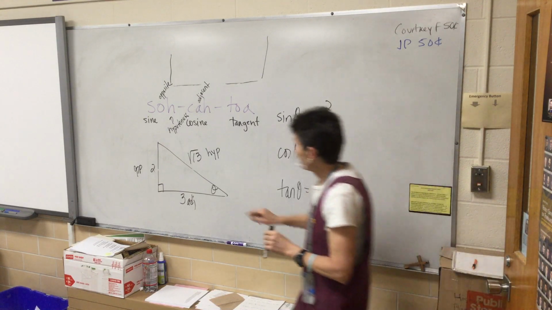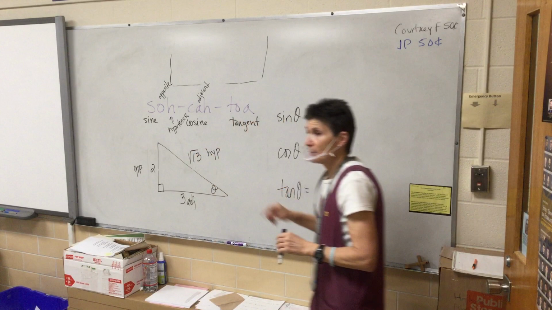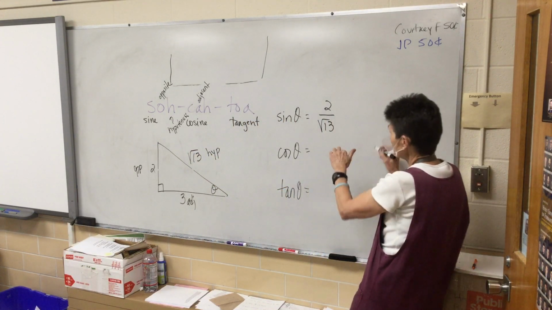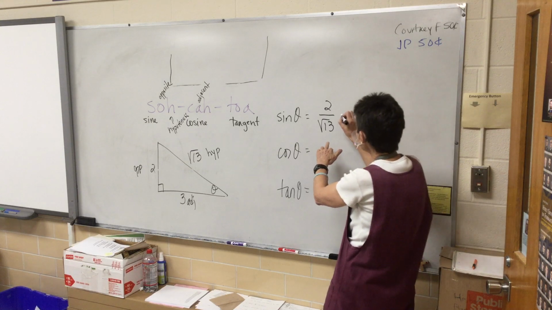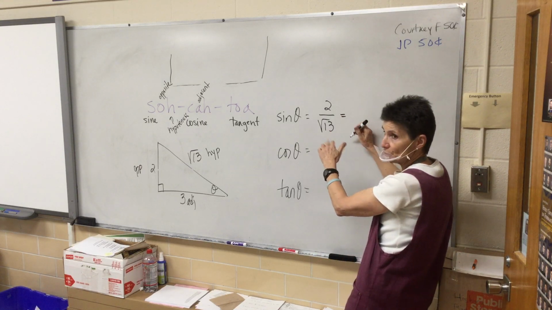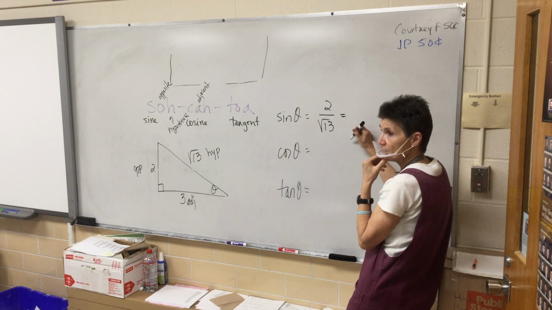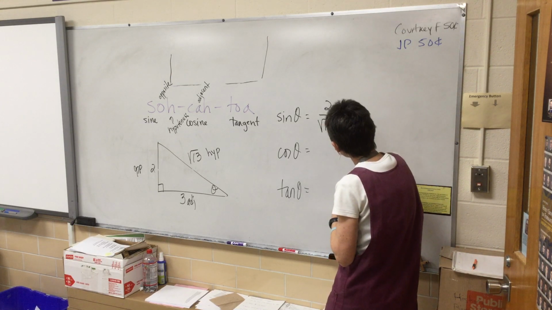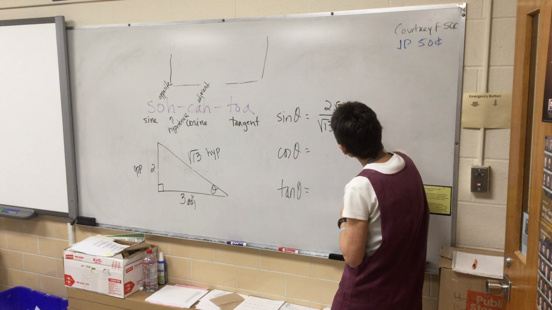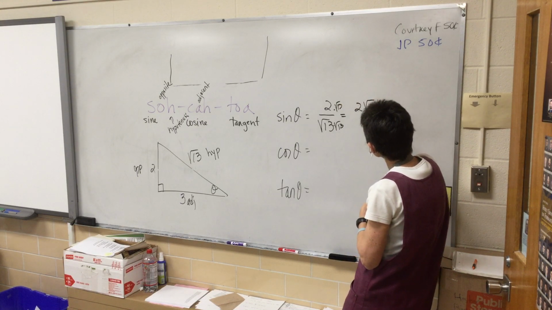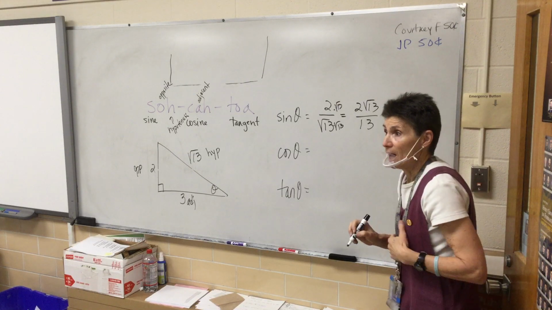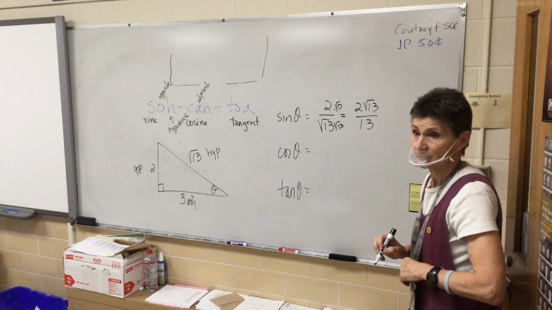So the opposite side over the hypotenuse. Now, I'm really not supposed to have a radical in the bottom. So do you remember what to do when you have a radical in the bottom? Multiply by it. So I'm going to multiply by root 13. And I'm going to get 2 root 13 over 13. Remember doing that a lot last year in freshman year?